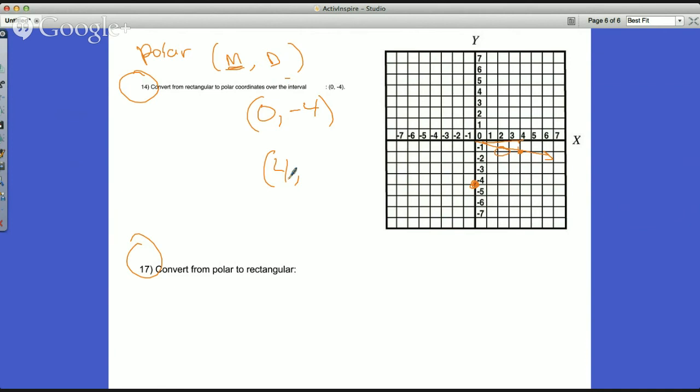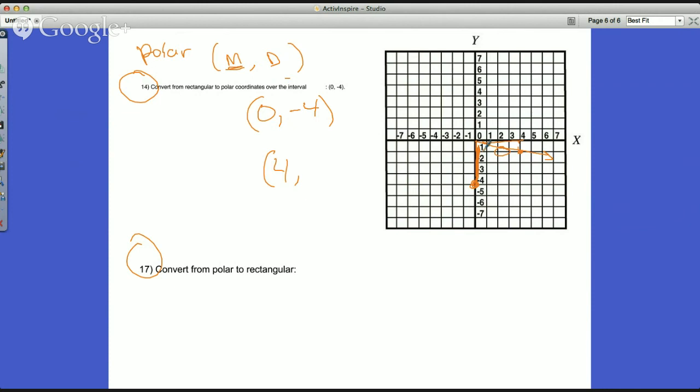At (0, -4)? It's actually not a triangle, is it? Look at it. It's just a line. It's this one right here. That's all it is. Is there a change on the x? There's no x, right? It's just 0 to -4. The angle just has to be between 0 and 360, so it falls right there.